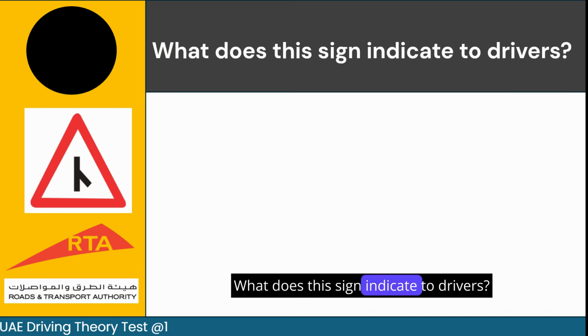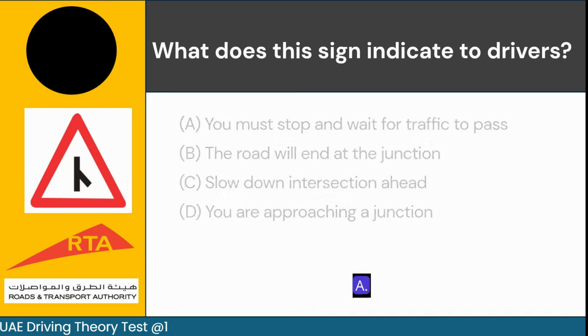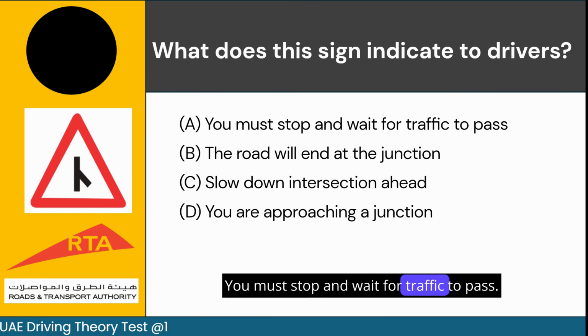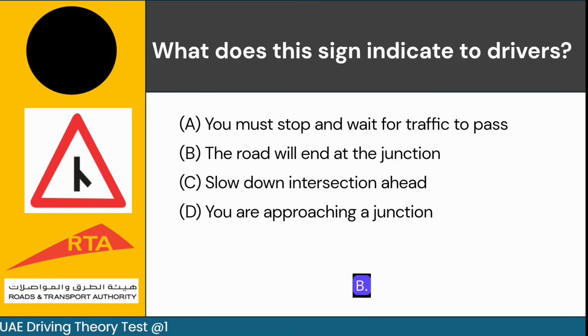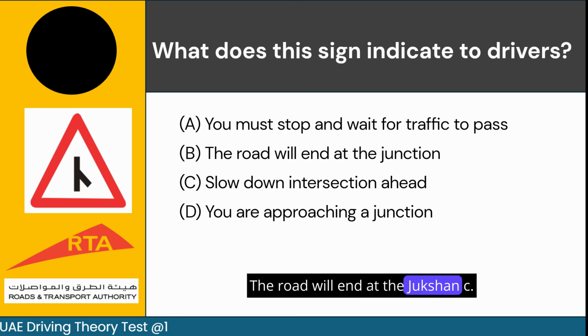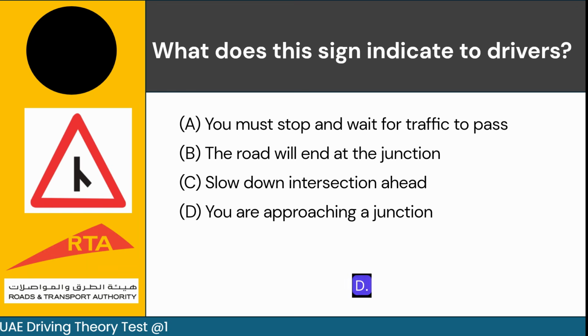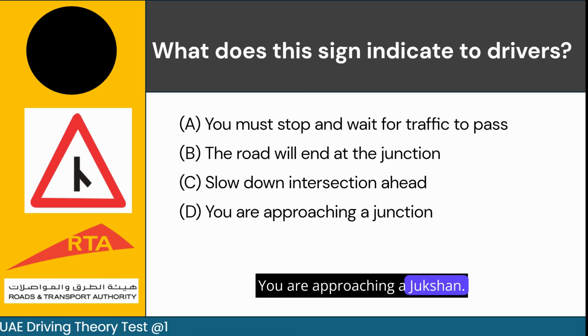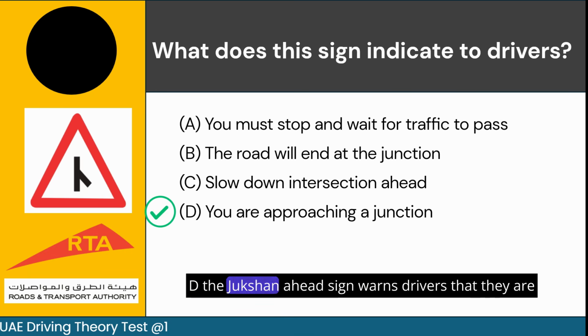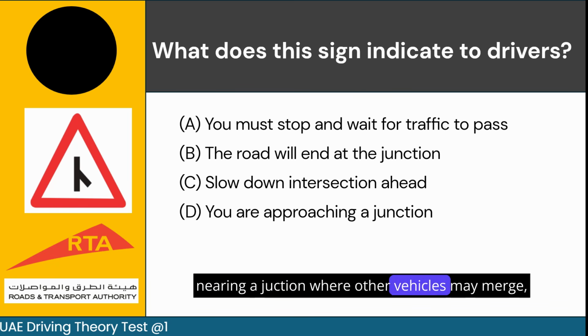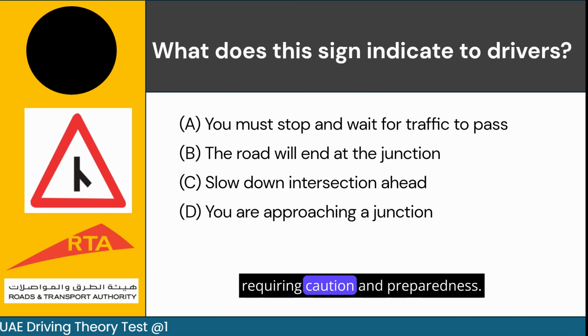What does this sign indicate to drivers? A. You must stop and wait for traffic to pass. B. The road will end at the junction. C. Slow down, intersection ahead. D. You are approaching a junction. Answer: D. The junction ahead sign warns drivers that they are nearing a junction where other vehicles may merge, requiring caution and preparedness.